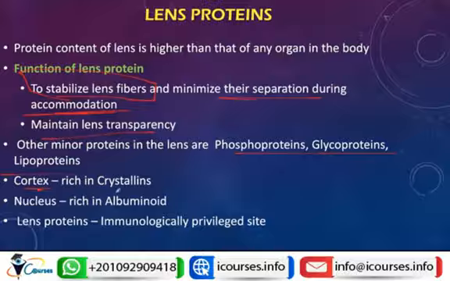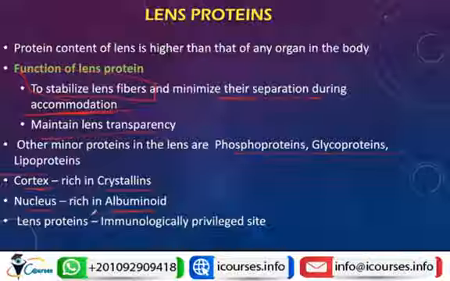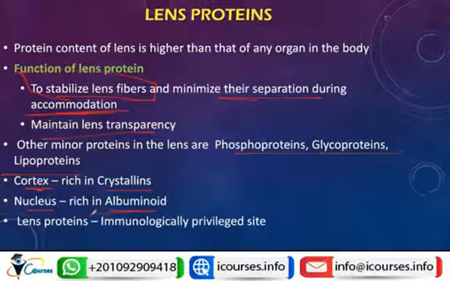The cortex itself is rich in crystallines, and the nucleus is more in the albuminoid. So if you are asked which one is more crystalline or albuminoid, the crystalline is more in the cortex, while the nucleus is richer in albuminoid. And the lens proteins are immunologically privileged sites.